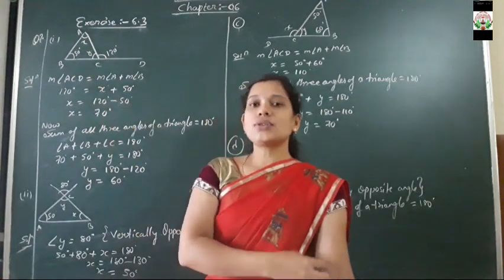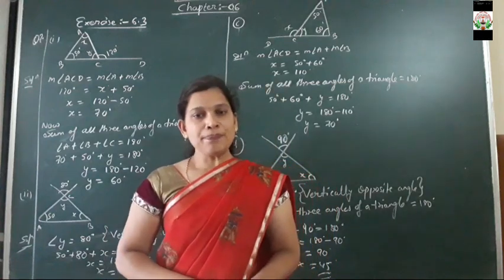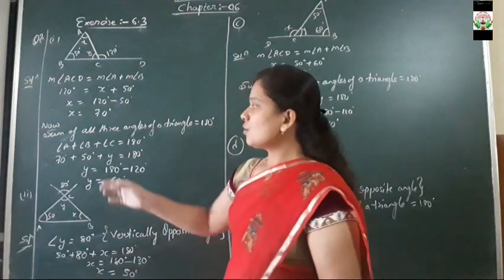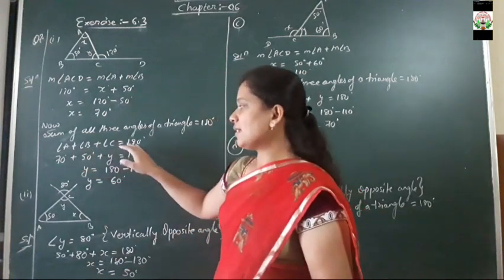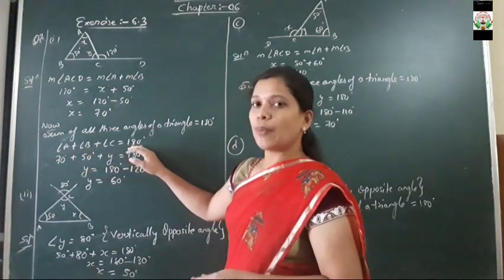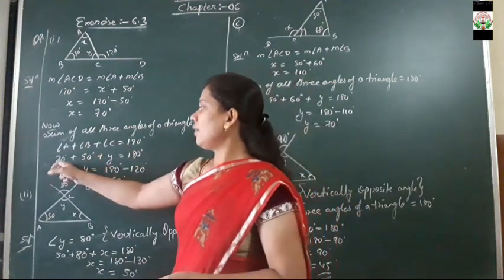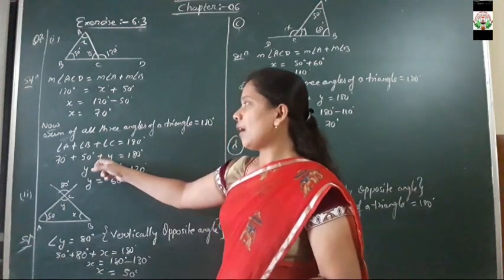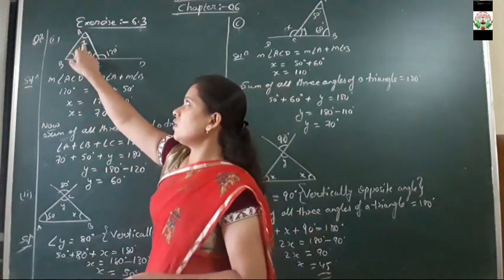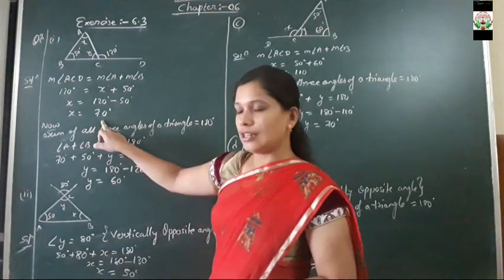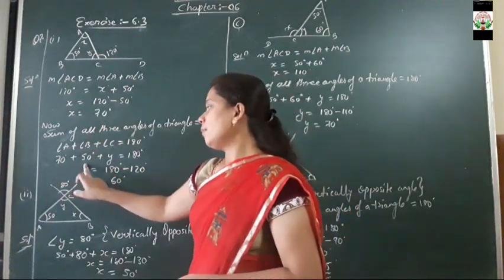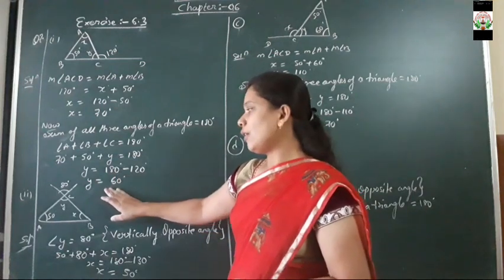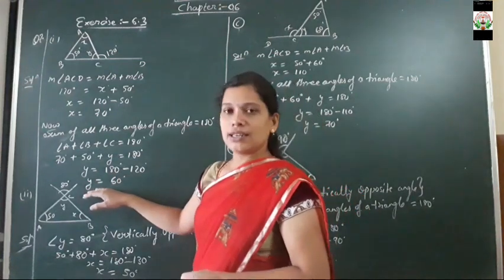The second property we are going to use in this question is that the sum of all the three angles of a triangle is equal to 180 degrees. So angle A plus angle B plus angle C is equal to 180 degrees according to the property of a triangle. Angle A we have found already, that is 70 degrees, angle B is 50, and angle C we have to find. Now adding 70 plus 50 will become 120, which will be subtracted from 180 degrees. So the value of y we will get as 60 degrees.